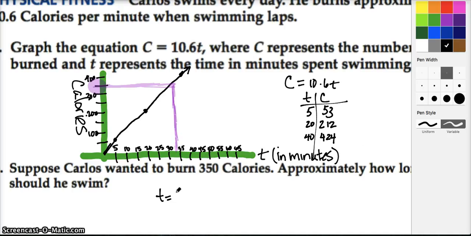So the time would be, what did we say, maybe 33 minutes. And that makes sense if you think about it, because you're not multiplying by 10, you're multiplying by 10 point something. So it wouldn't be 35, it would be a little bit less than 35 because of the little 0.6 when you multiply. Should be around 350 calories. You guys will check it for me. You'll let me know. But that's how you can use your graph in order to answer some questions.